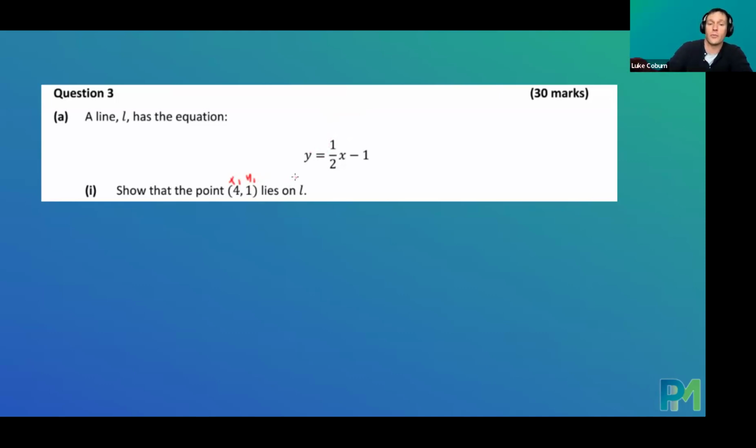Okay, so what we're going to do is just sub it in. A mistake you might make is, just because it's going left to right, you could put the 4 in here first, but of course it's the 1 that goes in there, and then a half times 4 minus 1. So 1 is equal to a half times 4, which is 2, minus 1, and then that's 1 is equal to 1, and that's true. So these weren't really equal signs yet. But now that we've arrived at a true statement, that means that (4, 1) is on the line.